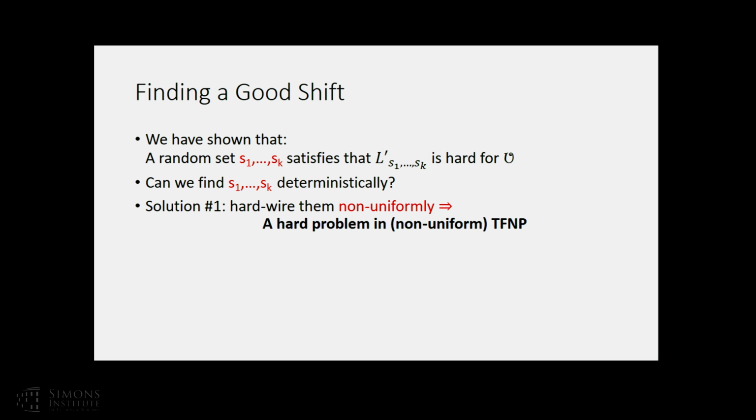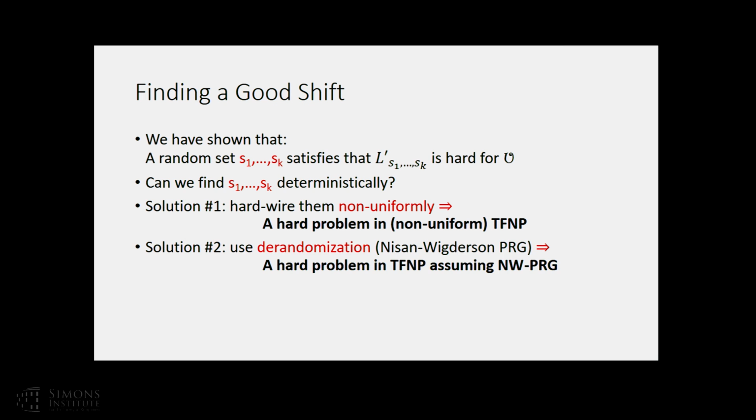Okay, so first solution, let's just find them non-deterministically. We'll have them hardwired for every input size n inside the problem, if you allow a non-uniform version of TFNP, and then you get the hard problem. Solution number 2 uses de-randomization. We're going to use a Nisan-Wigderson PRG, and then we can actually find them deterministically and get a hard problem, a uniform version.